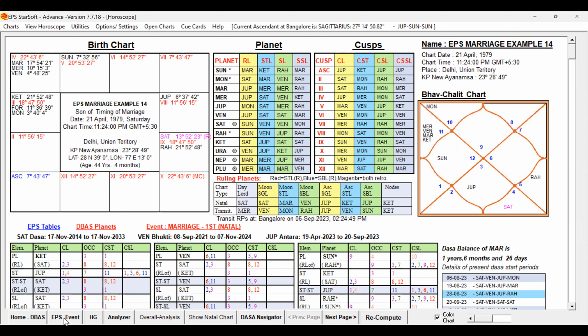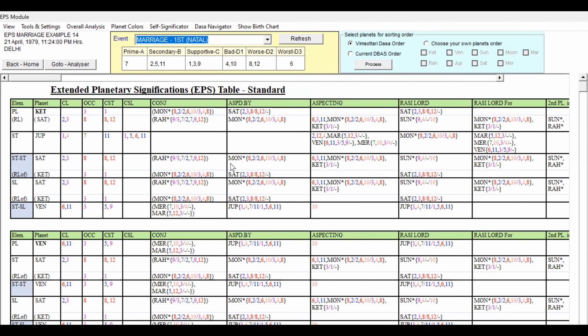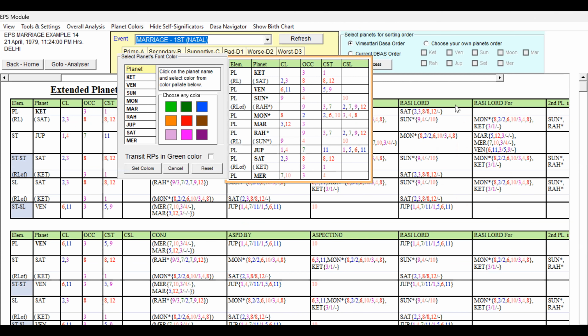Now what we have to do is the study of the self-signification. I already selected the event. Now we have to do the self-signification study, self-significator and planet colors.